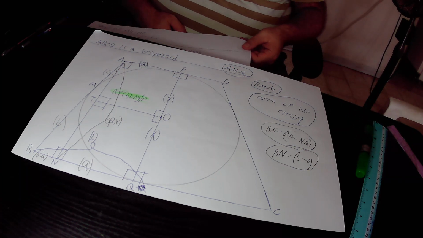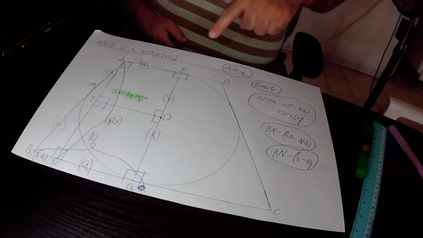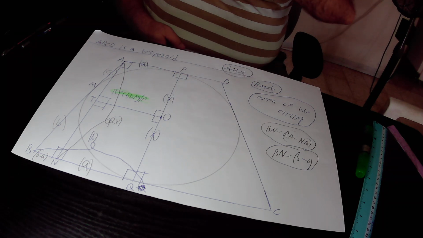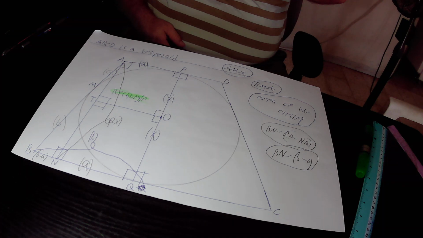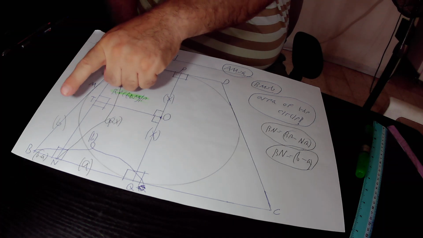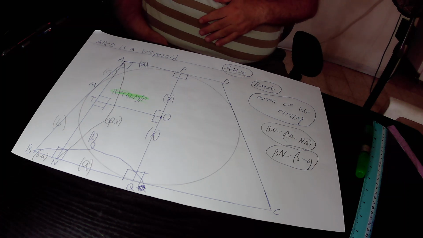So first of all, we define the center of this circle. This point is point O. We define the point of tangency of tangent AD with this circle. This point is point P. We define the point of tangency of tangent BC with this circle. This point is point Q. Here we implemented rule 2.